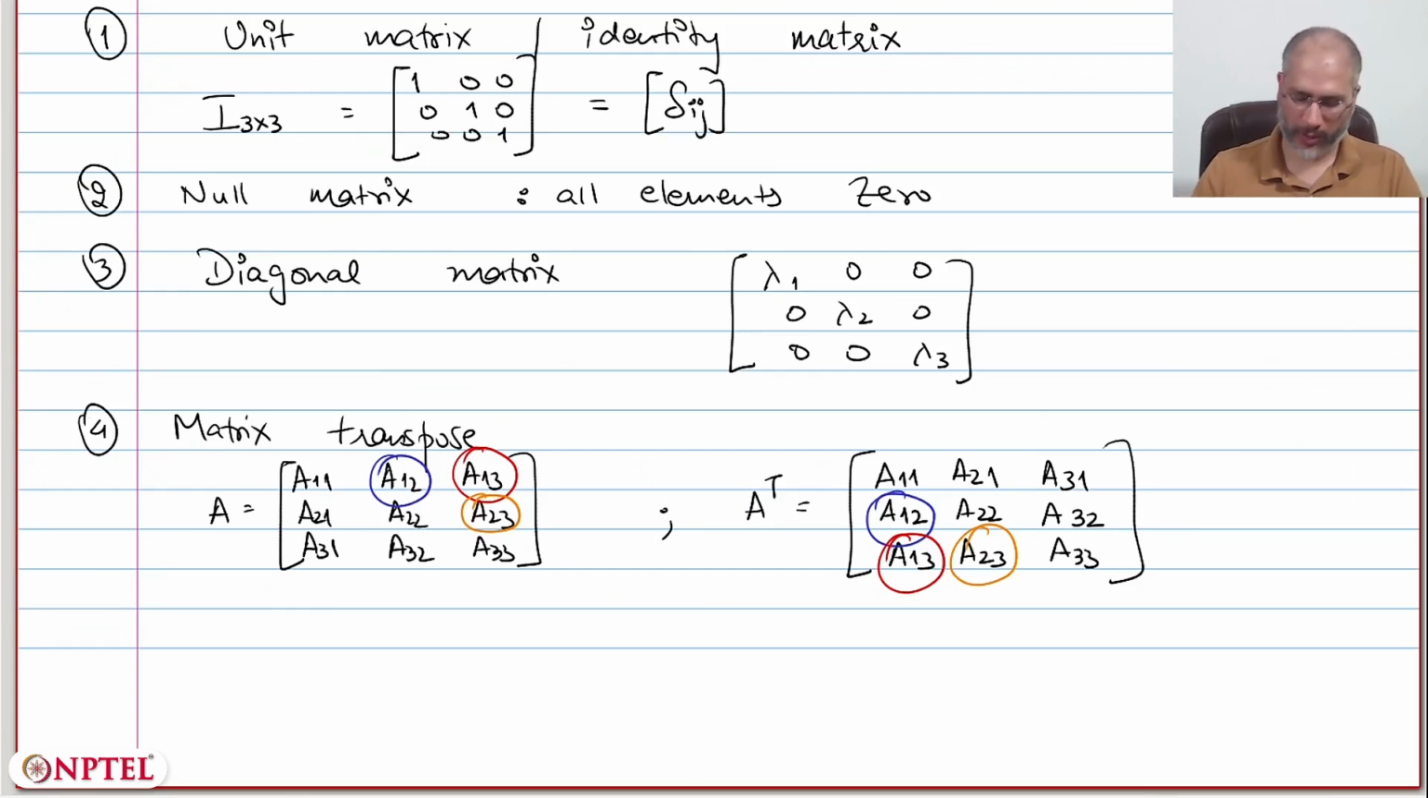In the indicial notation, we can write this simply as the i,jth element of A transpose is simply the j,ith element of A.